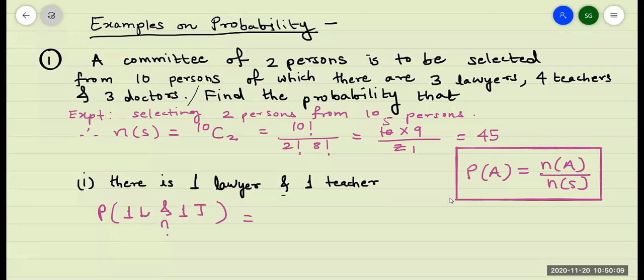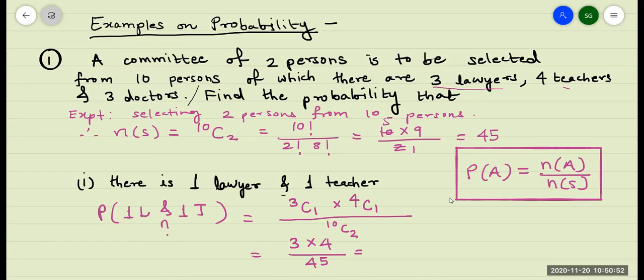Anyway, so I was trying to tell you that 'and' is intersection, and then you multiply two probabilities. So now here you write the denominator as 10C2, that is NS, and in the numerator what you have is one lawyer. How many lawyers are there? 3 lawyers are there. From 3 lawyers you are selecting one lawyer. In how many ways? 3C1 ways. And into, one teacher is selected from how many teachers? 4 teachers. So it can be done in 4C1 ways. Which is equal to 3C1 is 3, 4C1 is 4, and 10C2 is already calculated as 45.